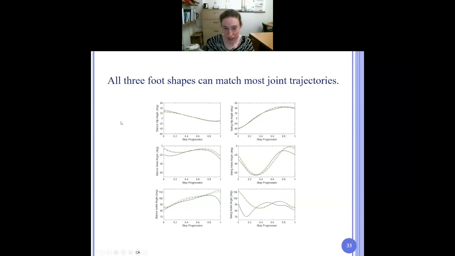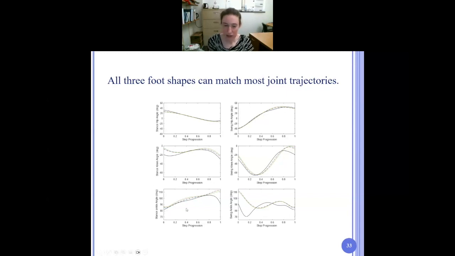And what you can see is that no matter what model we are using, we match the hip angles extraordinarily well. We match the knee angles very well. And we do an adequate job matching the stance ankle angle. We don't do a particularly good job matching the swing ankle angle. We're not entirely sure why, but we've been unable to get a better match.